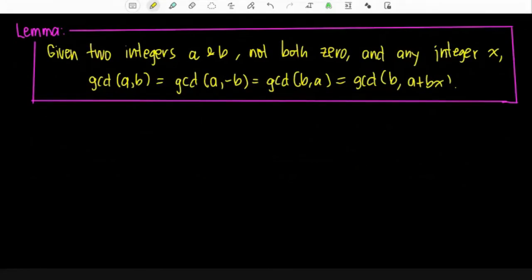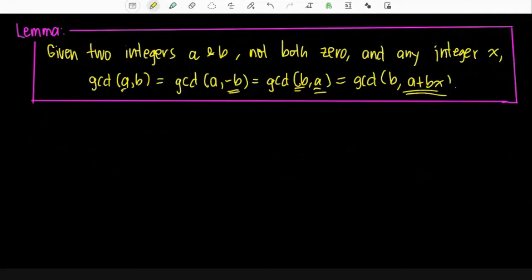Bakit yung lemma na to, ang sinasabi niya, pwede mong palitan yung GCD ng negative B. Pareho pa rin yung makukuha mo. Pwede mong pagpalitin yung position ng B at A. Pareho pa rin yung makukuha mo. At pwede mong palitan yung A ng A plus BX.